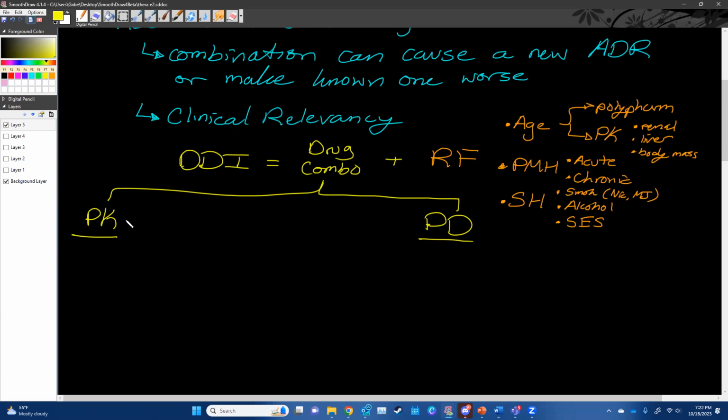When we think about PK, I want you to think ADME. So this is all about the body acting on the drug. The body is absorbing it. The body is distributing it. The body is metabolizing it. Whereas when we talk about pharmacodynamic, we're talking about the effect of the drug, and the effects that we don't want turn out to be side effects.